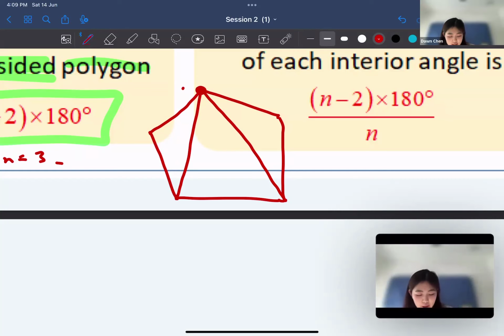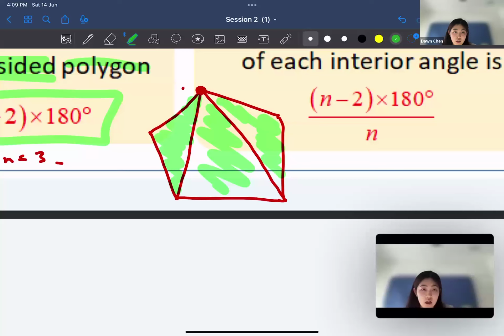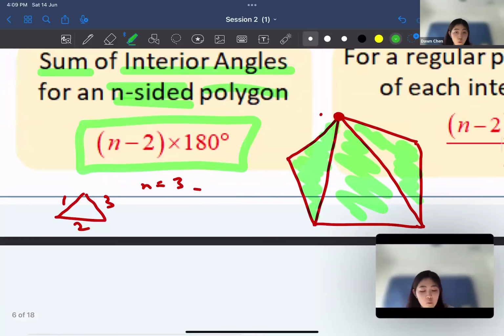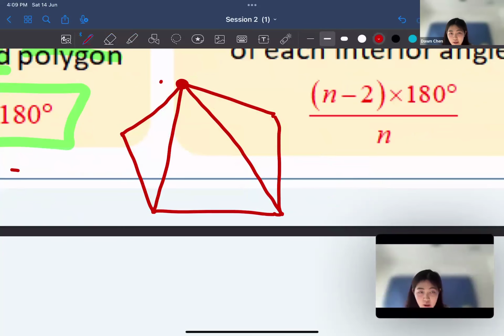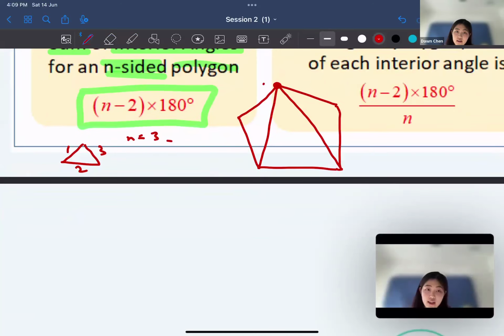Now, if we think about it, these triangles each have an interior angle sum of 180 degrees, right? And there are n minus 2 of these triangles, so we can partition or split our polygon into n minus 2 triangles. So that is a really good way to explain why this formula works. Each of these triangles is 180 degrees, so if we add them together, that's just why it would be n minus 2 times 180.